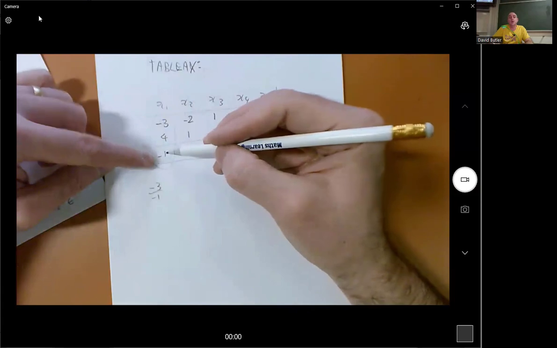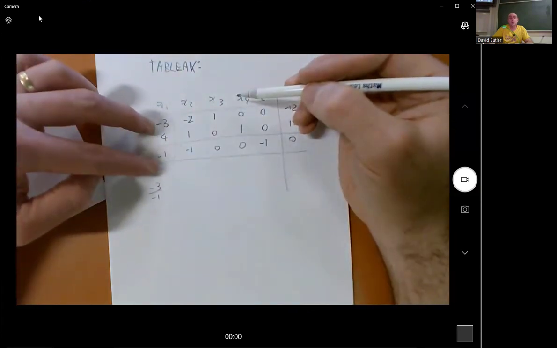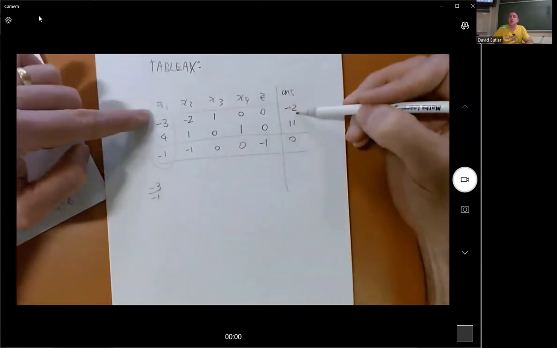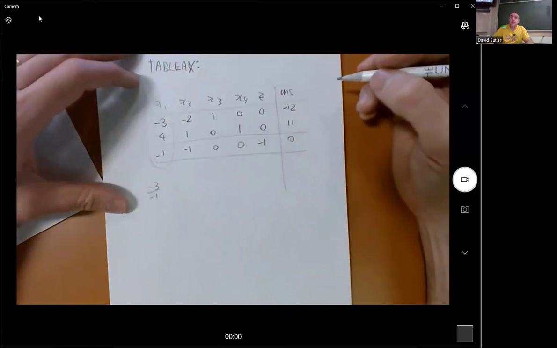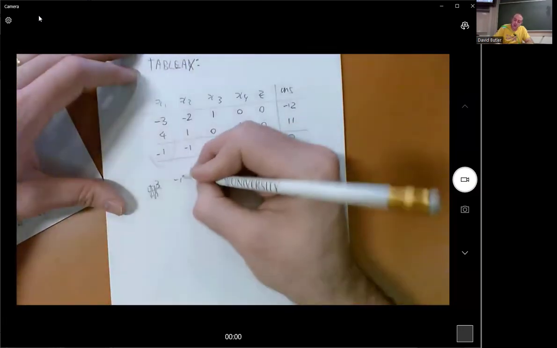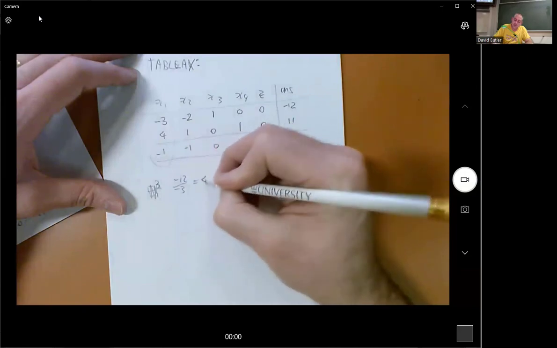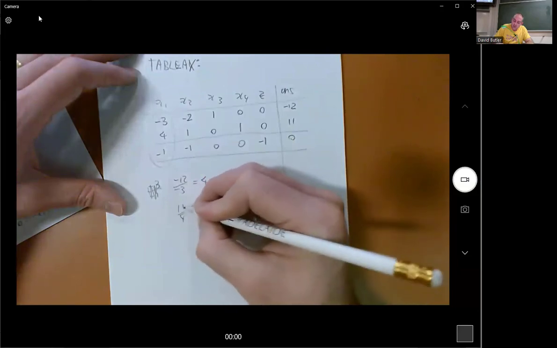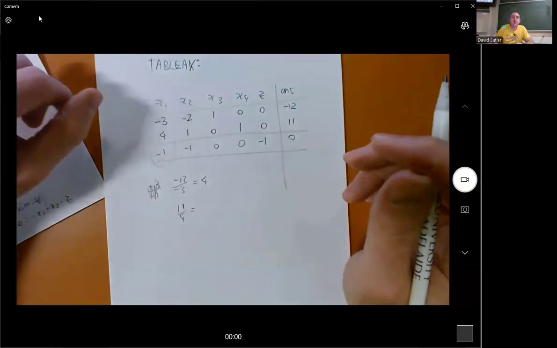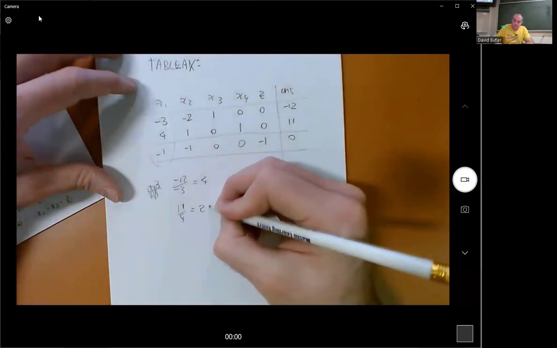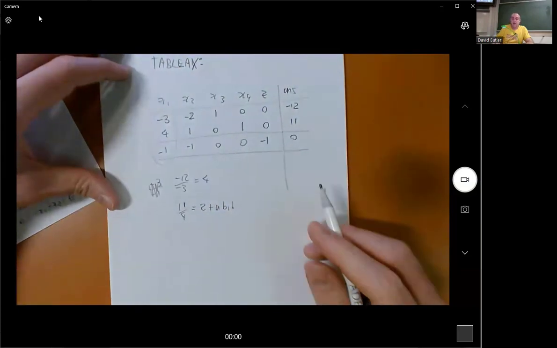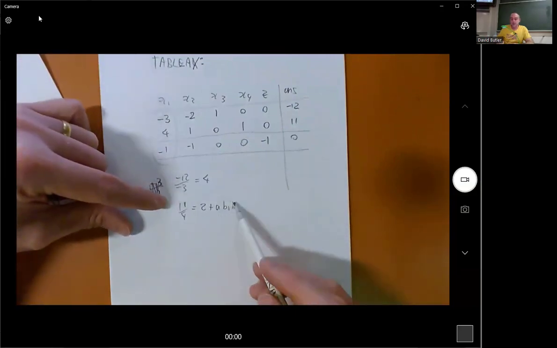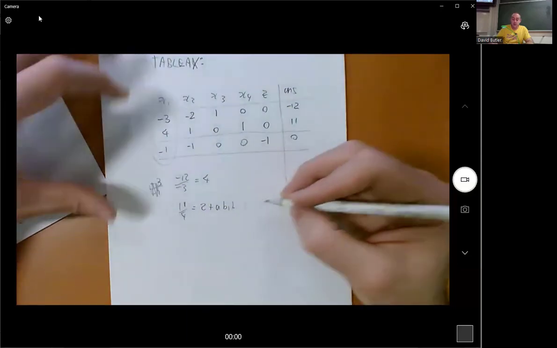No, so it's the answer divided by each number individually in the row. So you do -12 divided by -3. Oh, this divided by that? Yep. Whichever one's the smallest. So -12 divided by -3 is 4. Yep. And then separately, 11 divided by 4 is whatever that is, 2 and a bit. Okay, so you go smallest non-negative one is this one. And so that's the pivot row, pivot row number 2.